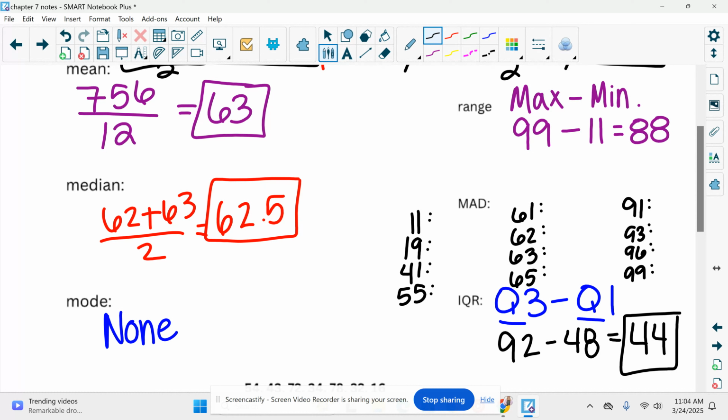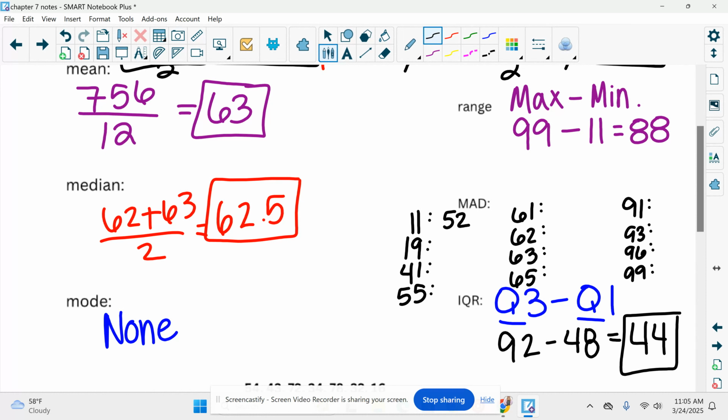So what was our mean that we found? 63. So I have to do 11 minus 63. What do you get? -2. Okay, but because we're talking about distance, because what we're trying to do is figure out how far is each point away from the mean. Remember, distance is always positive. So we're going to keep the positive number. So 11 minus 63 was negative 52. But we want the positive, the absolute value of that, so it's just 52.